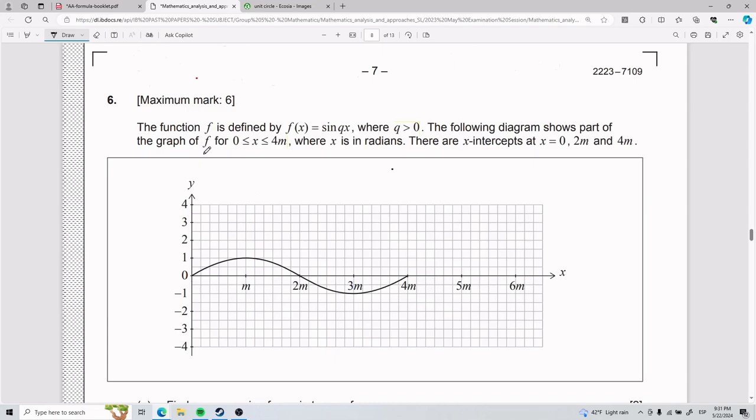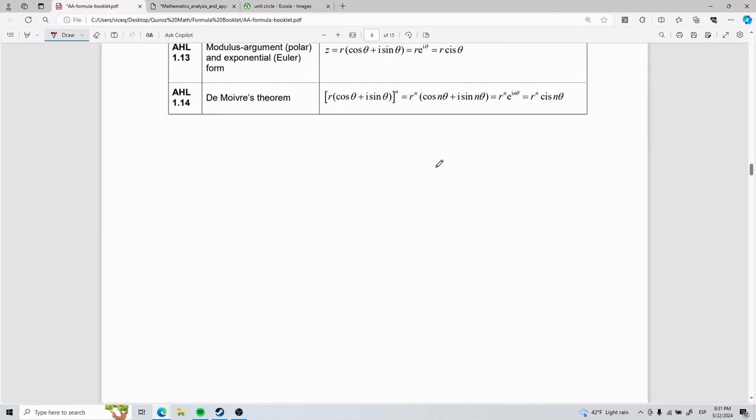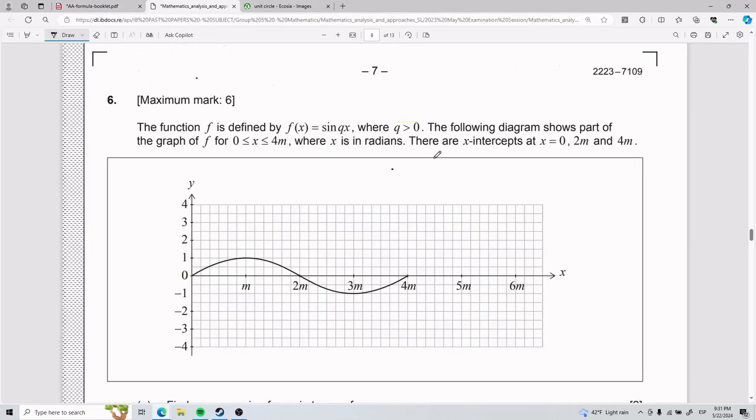If you've never seen or never reviewed the sine function, there's not much I can do to help you because not even the formula booklet has a lot of tips and tricks here. This is stuff you just kind of have to know, okay? So just a heads up, it's not that hard, but it is very specific, okay?